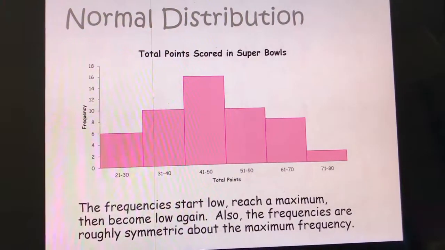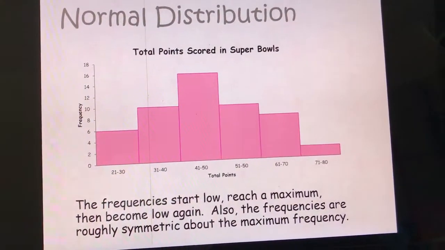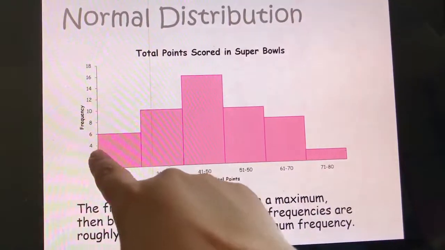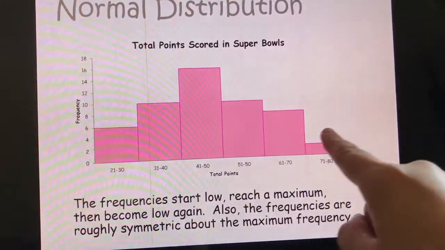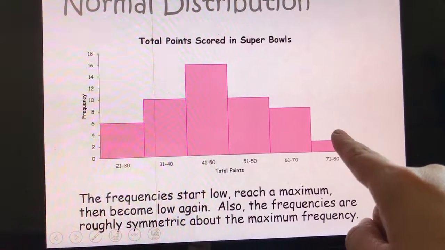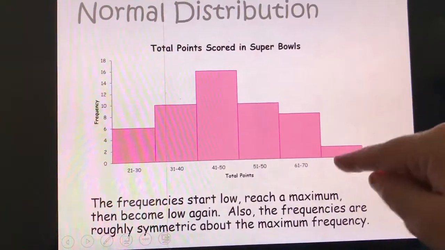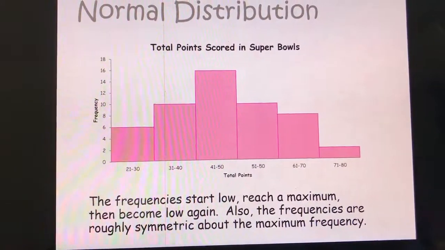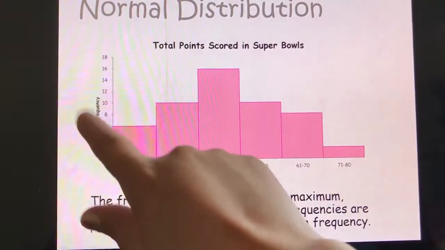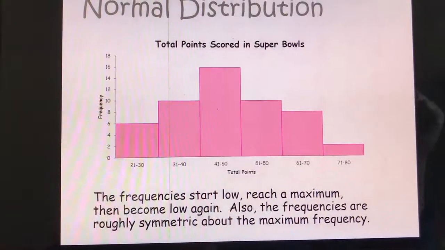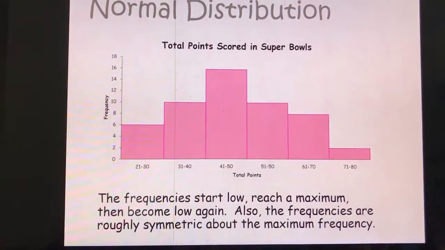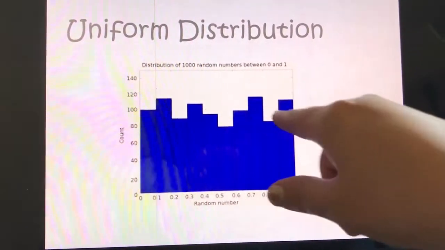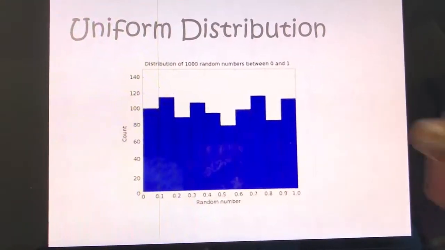So normal distribution, the total points of the Super Bowl is actually a normal distribution. You can see the frequencies start low, they reach maximum, and then they come back down. It's roughly symmetric about the maximum. You do have this stuck out here, but it's okay. It doesn't have to be exactly symmetric. As long as it approximately makes this bell-shaped, then it's a normal distribution. Uniform distribution, you see these kind of go up and down, but for the most part they're all relatively close together there.